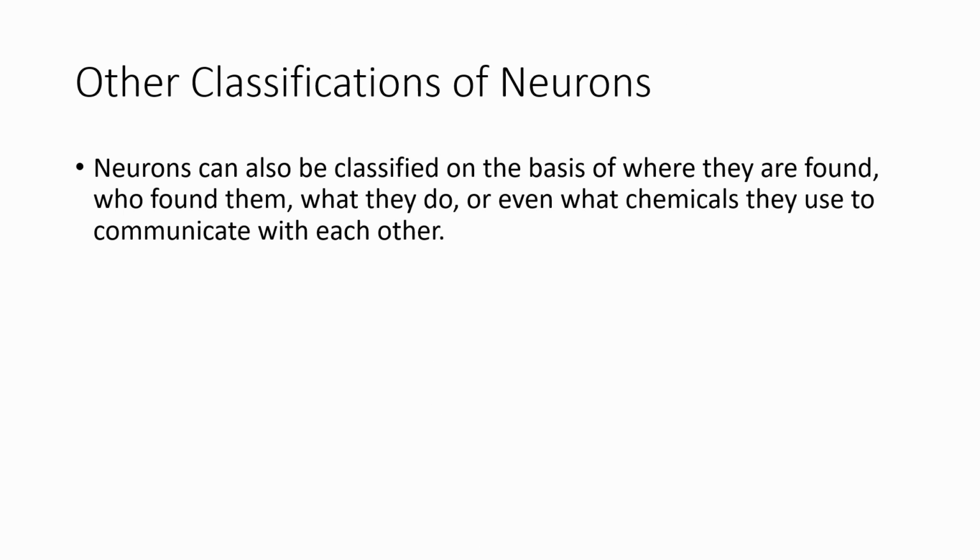We can also classify neurons based on where we find them, or even who found them. They might be named after someone, sometimes after what they do, or even the chemicals they use to communicate with each other, like what neurotransmitters. There are all sorts of ways that we can classify neurons. We're not going to get into all the classifications because that's brutal, but you should know the ones that we have gone over so far. That's for sure.